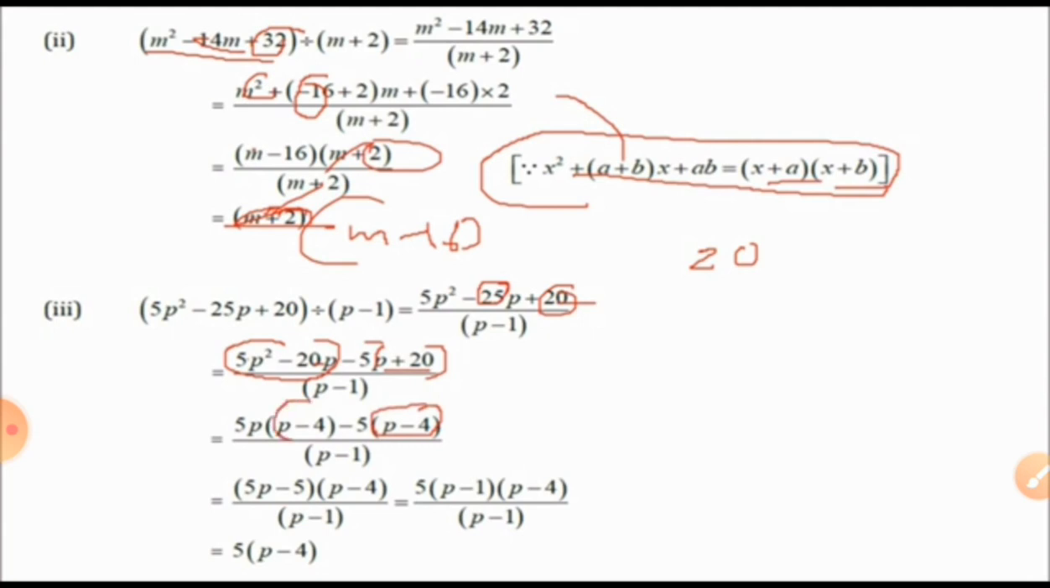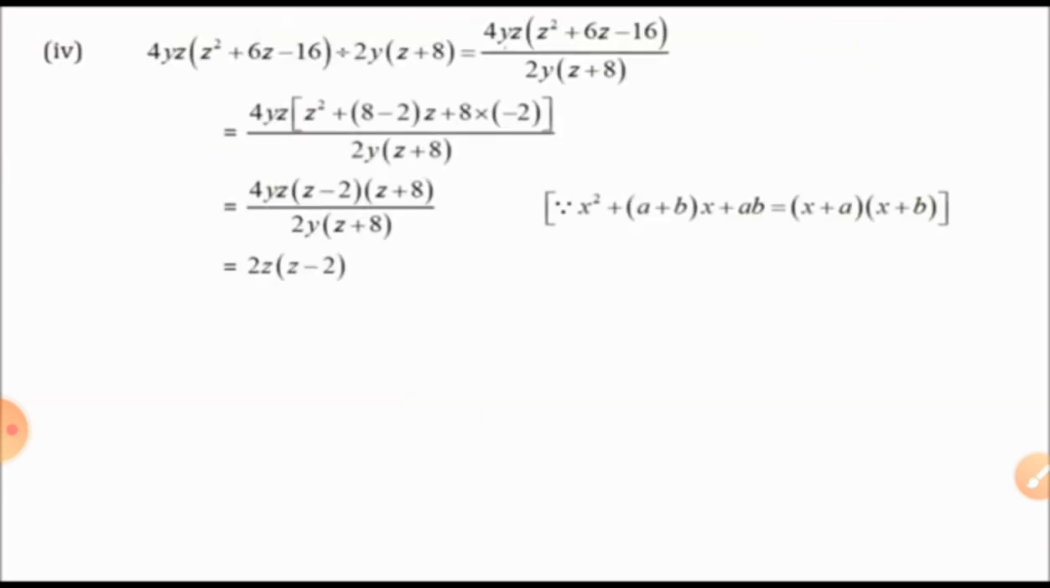That's why it is given: 5p square minus 20p minus 5p plus 20 divided by p minus 1. Out of this, first term 5p is common, then p minus 4 will be left, minus 5, p minus 4. Look at the fourth question.